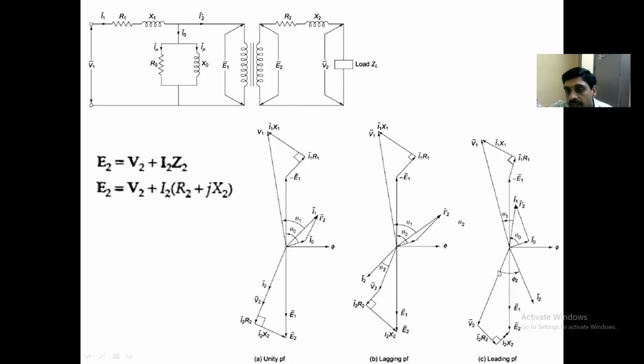So if you take V1, and this I2 is leading with V2. This is the V2 line. So I2 is leading with V2. Therefore, in the direction of I2, if you draw a line, V2 plus I2 R2 in parallel to this I2, and I2 X2 at 90 degrees to this, is equal to E2. So this is the way you can draw the phasor diagram for unity power factor, lagging power factor and leading power factor loads. Okay.